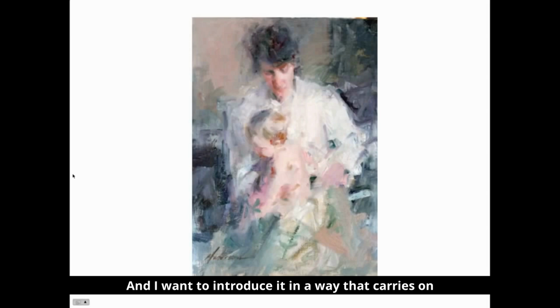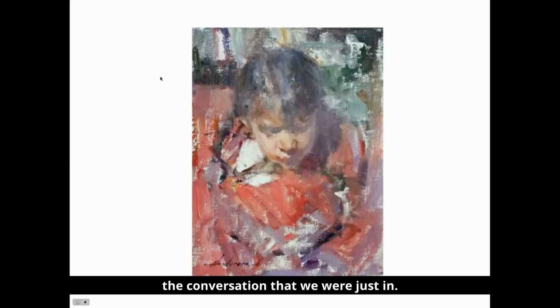And I want to introduce it in a way that carries on the conversation that we were just in. We started talking about edges and values, and putting those values next to one another. Does it create an edge? Or is it part of the same value in this shape, but it's a color shift, etc.? All of that planning, to me, is part of the critical thinking that should go on when we start working on the foundation of the painting.